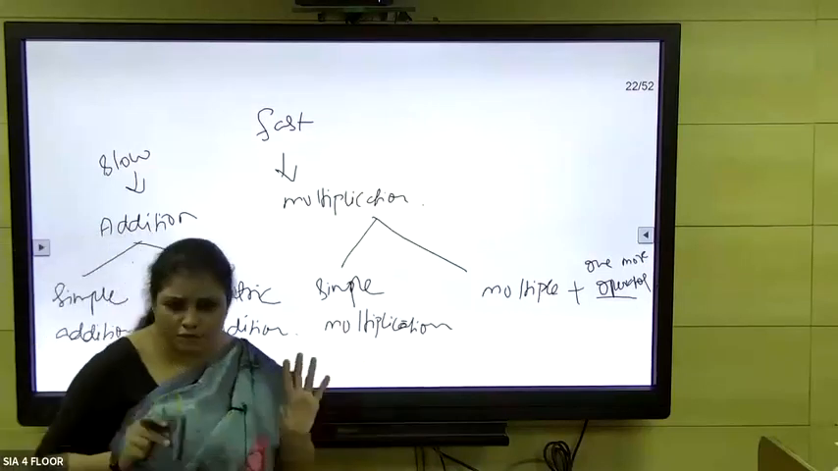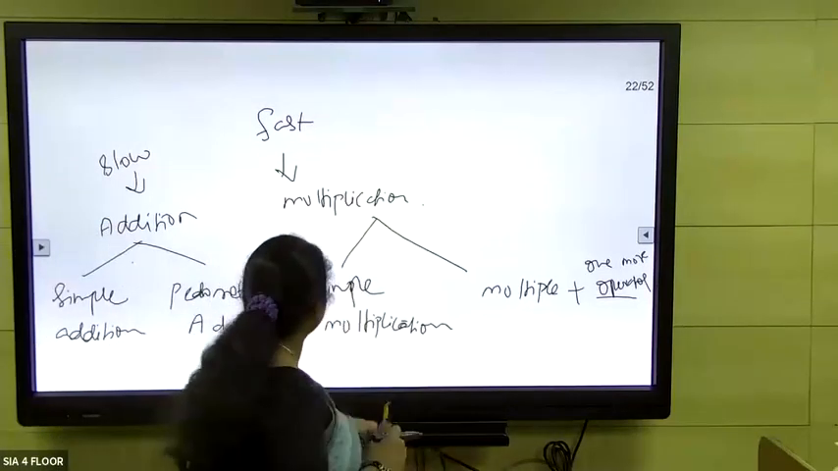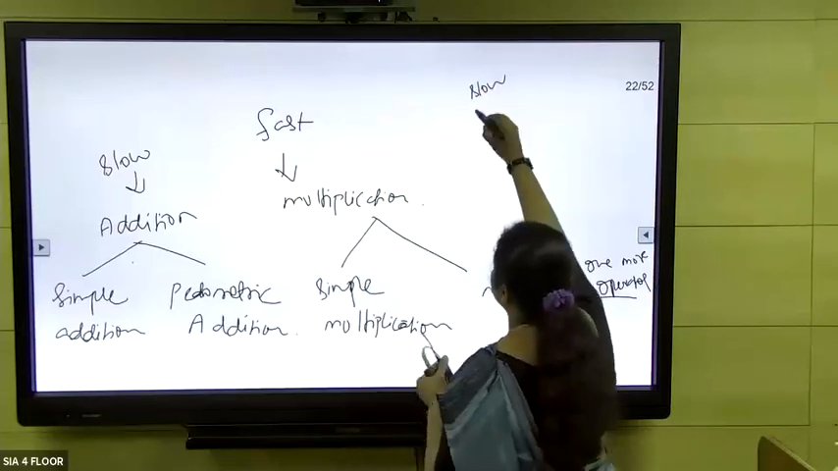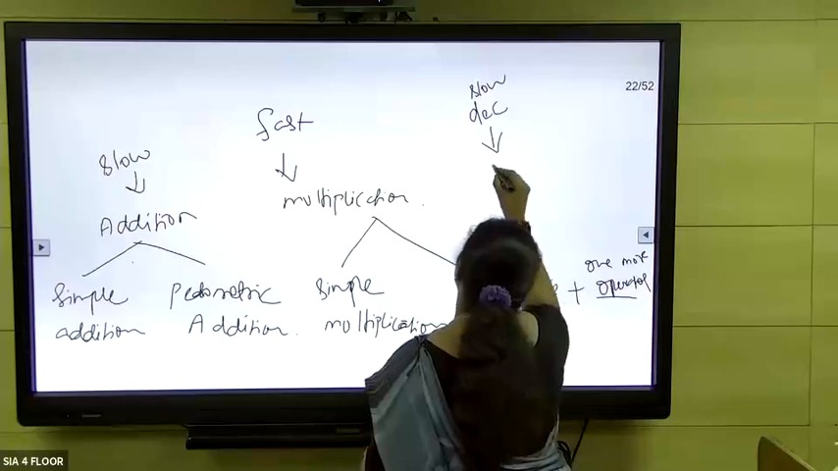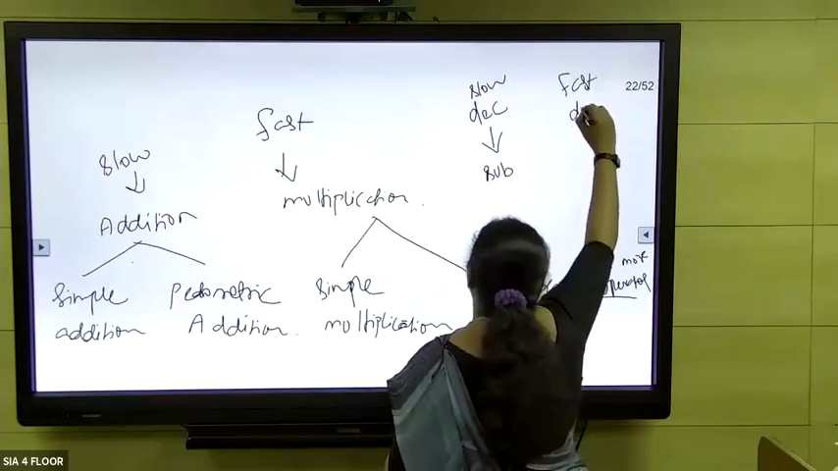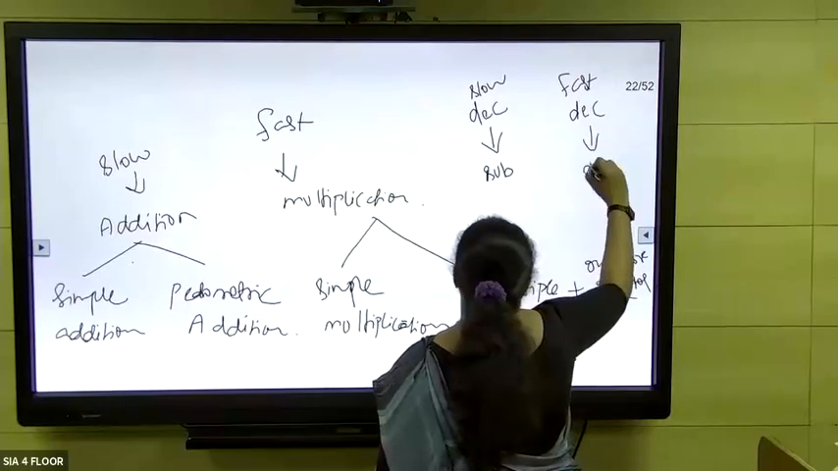Okay, in the same way, you can write for decrease also. If it's a slow decrease, parallel you can write. Okay, if it is a slow decrease, then it's a subtraction. If it is a fast decrease, then it's a division.